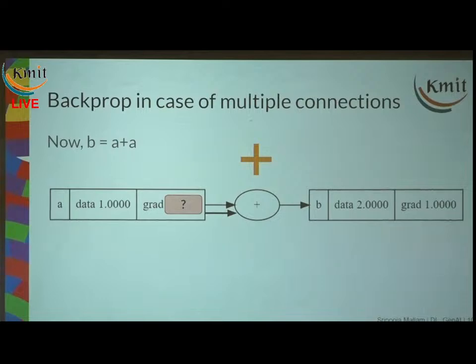Correct. So basically, if there are multiple connections, you're just going to keep adding the gradients. So what do you think we missed in this case? I gave you the answer, guys. In the logic, what is missing? Just tell me that. Adding gradients is missing, right?